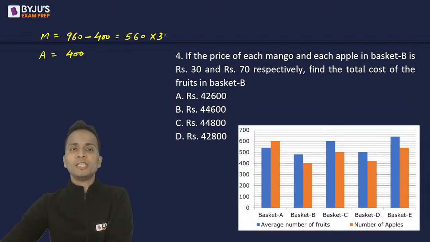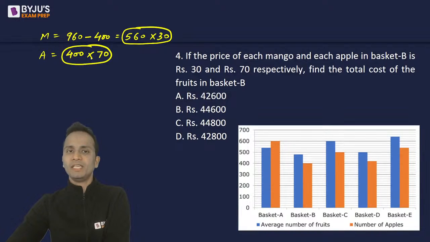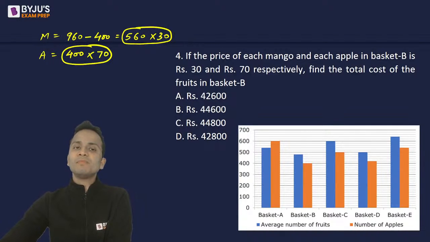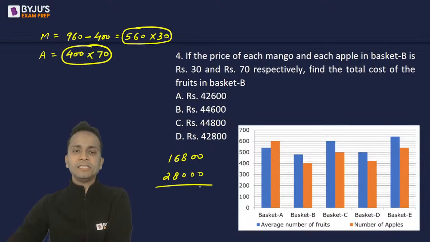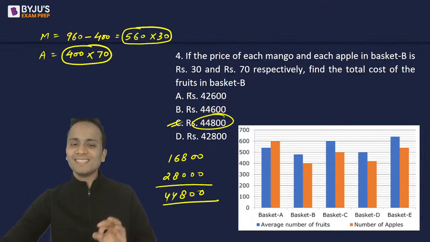Each mango cost 30 rupees. So the total cost of mangoes will be 560 multiplied by 30. Number of apples is 400. Value of each apple is 70. So the total cost is 400 multiplied by 70. Okay, let's multiply these two numbers separately and add them. So 560 multiplied by 30 will be 16800, and 400 multiplied by 70 is 28000. Add these two numbers, so 44,800. 44,800. Option C is the correct answer.